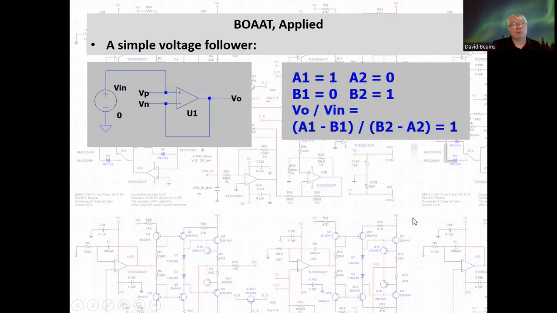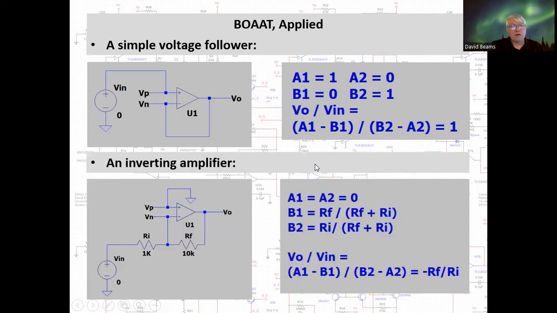Here, let's take a simple voltage follower. In this case, V sub P is equal to V in. So the coefficient A1 is simply 1 and A2 is 0. Similarly, with the connection from the inverting input directly to the output, B1 is 0 and B2 is unity. And A1 minus B1 over B2 minus A2 gives us 1. A voltage follower, well-known circuit. Okay, that works.